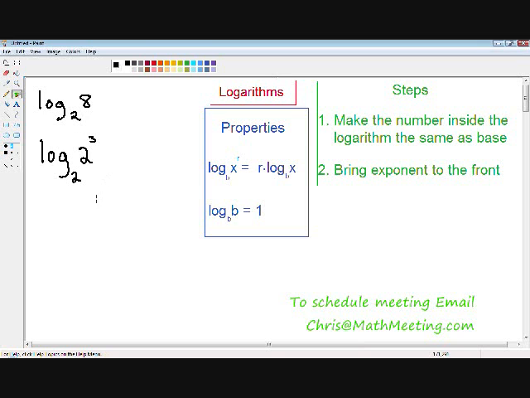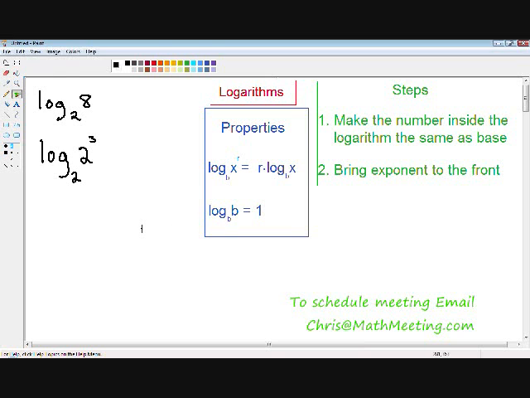Once again, I want to reemphasize that the number inside the logarithm has to be the same as the base. So if 2 cannot be raised to some power to equal 8, then this method is not going to work, because the number inside the logarithm, which I'll highlight for you, has to be the same as the base. If it can't, you cannot evaluate it without using a calculator.